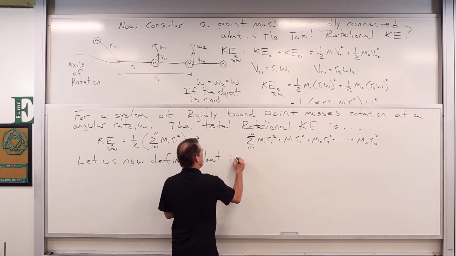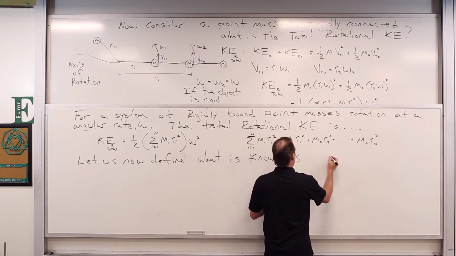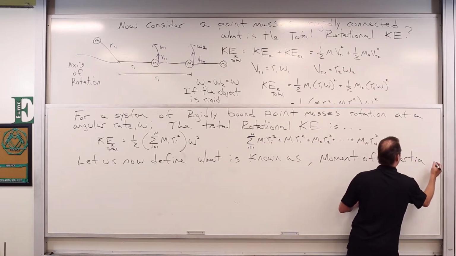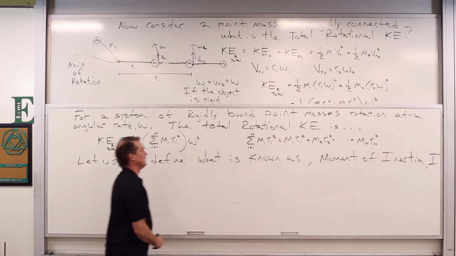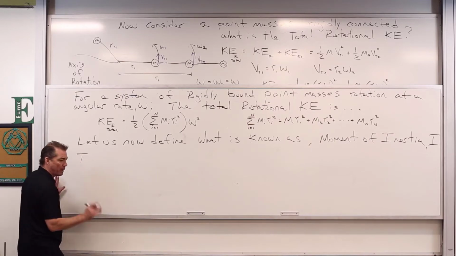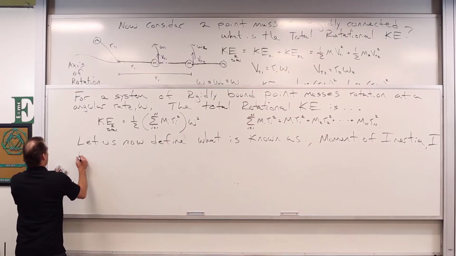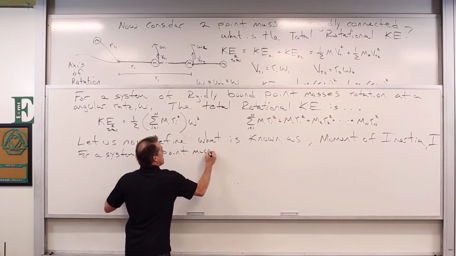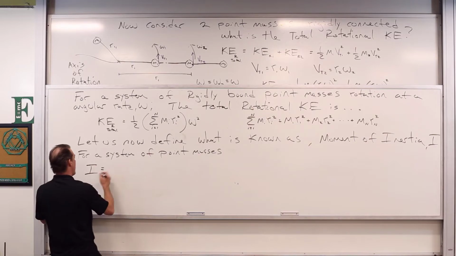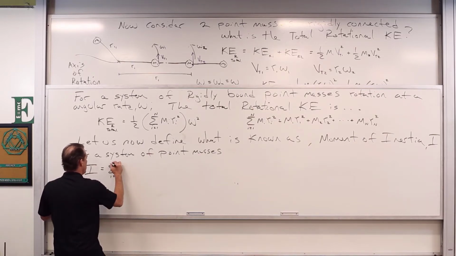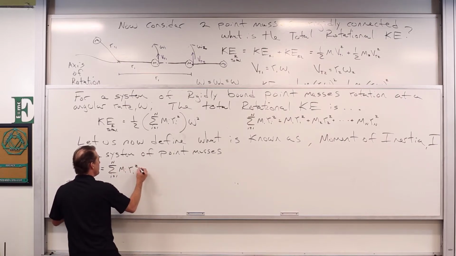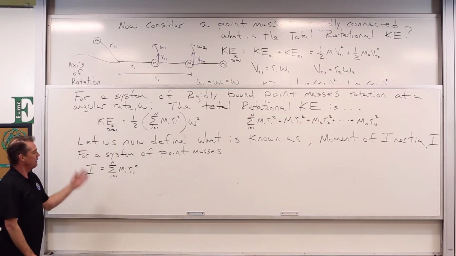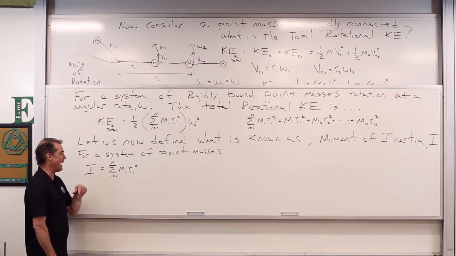what is known as moment of inertia, I. For a system of point masses, the moment of inertia is equal to the sum from i equals 1 to n of m sub i r sub i squared, where m sub i and r sub i are what we just described, what the individual mass elements are, and at what radial distance away from the axis of rotation they reside.